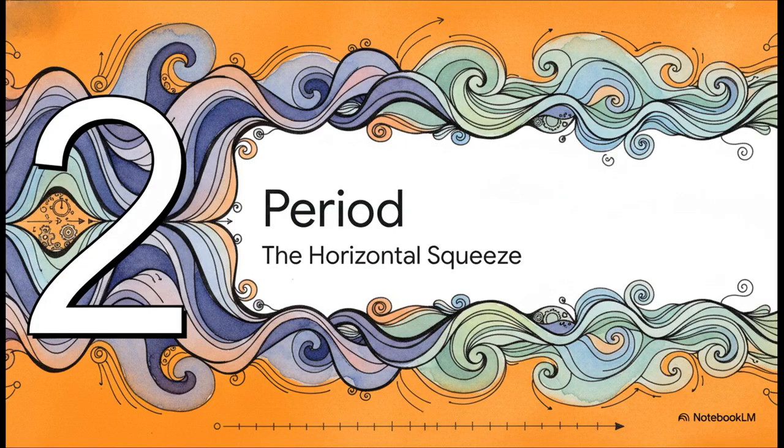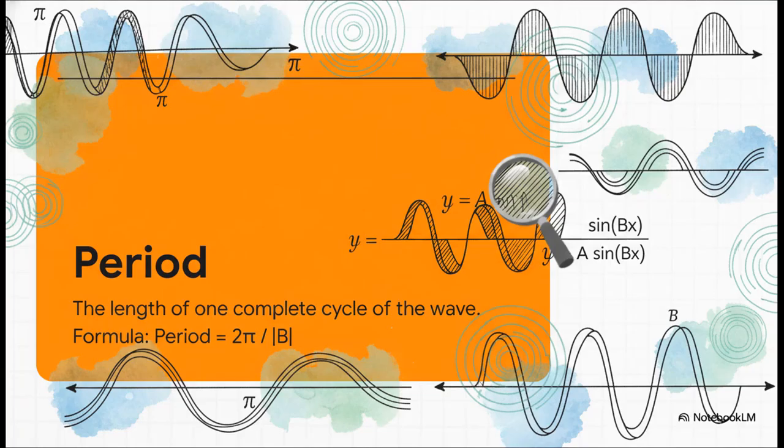All right, we've got the loudness down. Now for the speed. This is all about the period of the wave, which is how we control that horizontal squeeze and stretch. Okay, so the period is basically the wavelength. It's the horizontal distance it takes for the wave to complete one full cycle, from peak to peak.